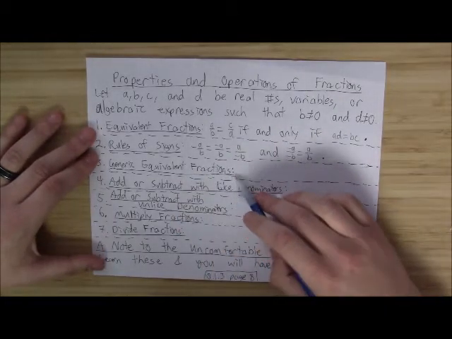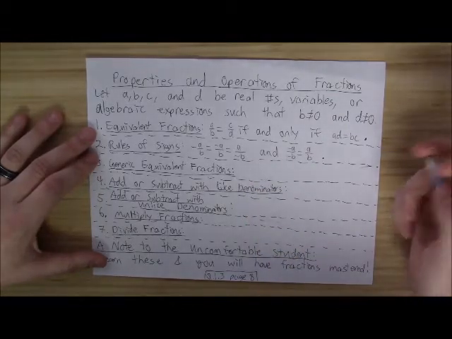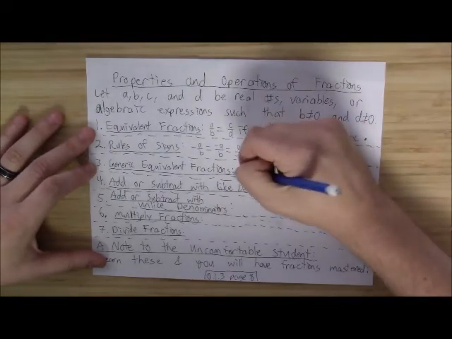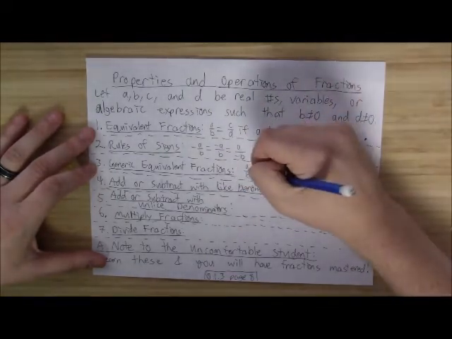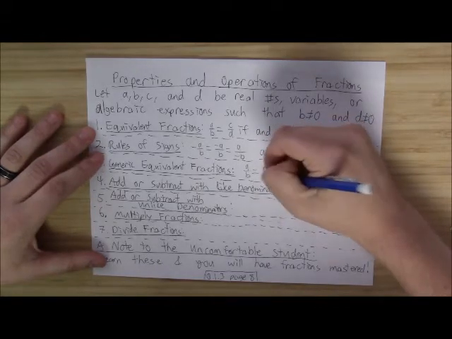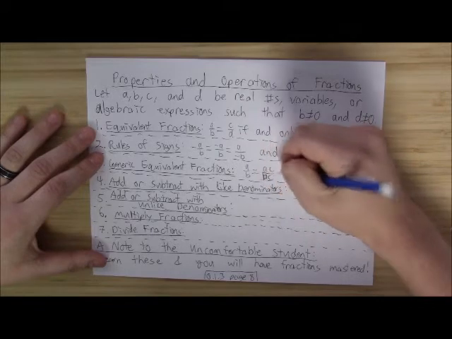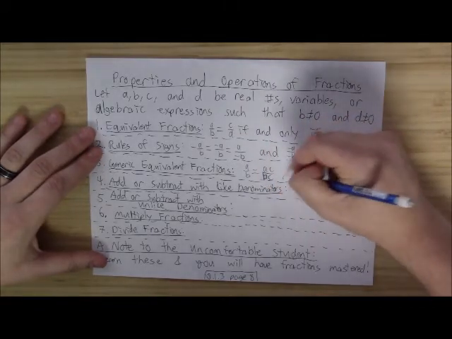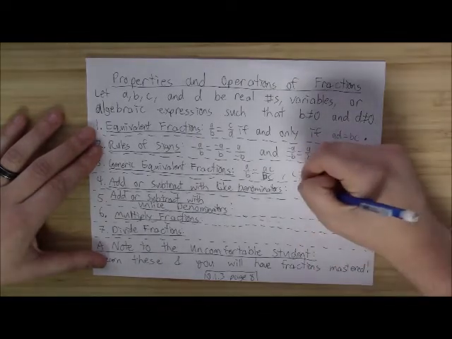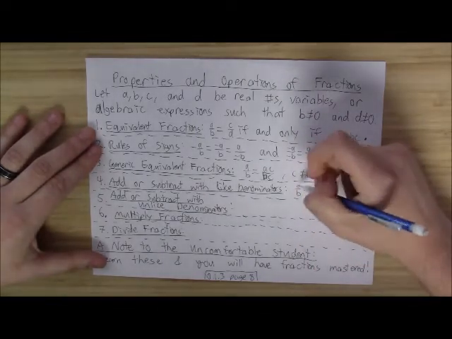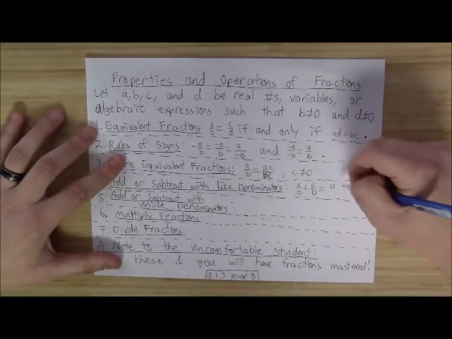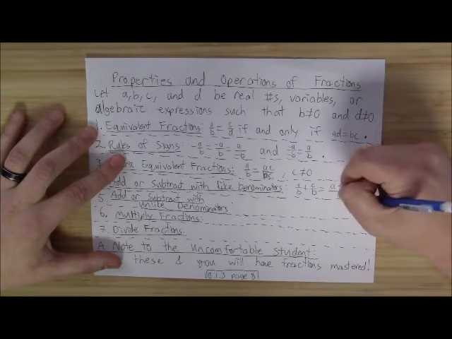General equivalent fractions: A divided by B, you can go ahead and put any number in the top and the bottom, as long as that number is not 0. We can also add and subtract with like denominators pretty easily. Namely, if you have the same denominators, you can just write A plus C all over B.